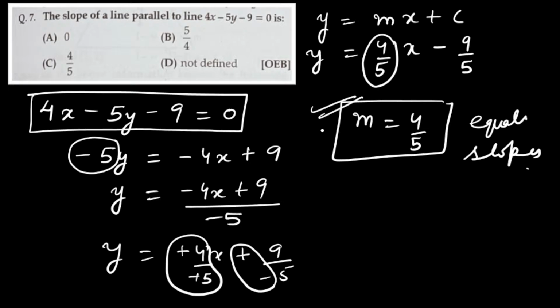If the slope of the given line is 4 by 5, that means the slope of the line which is parallel to this line is also equal to 4 by 5. So option C is the correct answer. B is 5 by 4. See, 5 by 4 is not the correct answer. 4 by 5 is the correct answer. Option C.